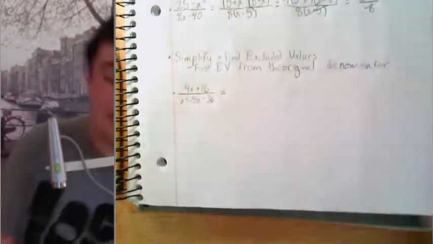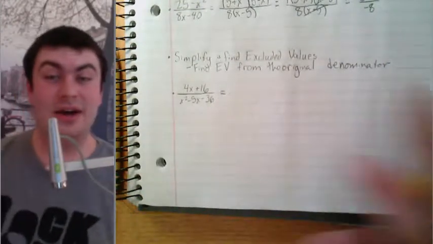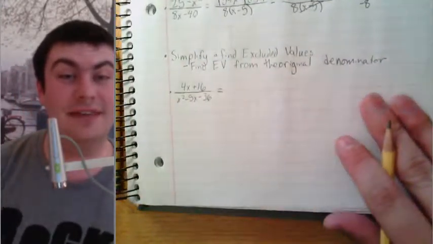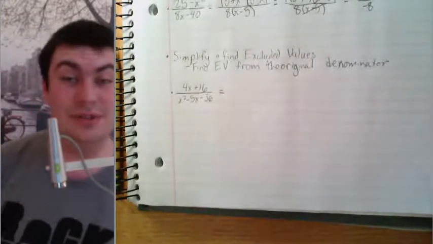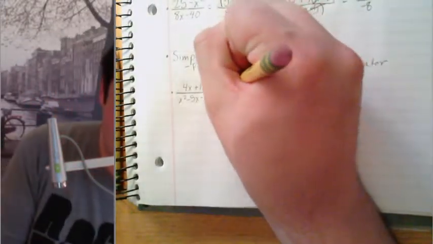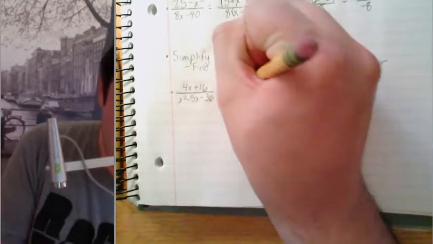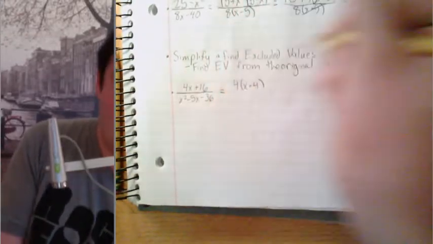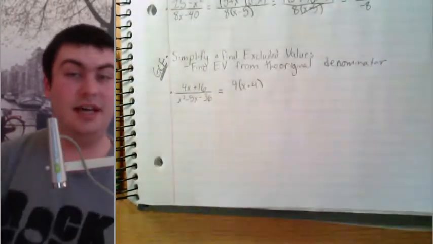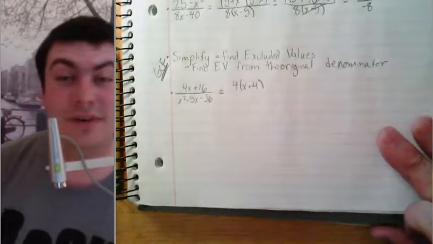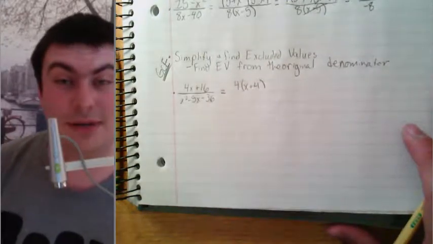So, when we have 4x plus 16 over x squared minus 5x minus 36, let's factor the numerator because we're going to simplify. So we'll have 4 times the group x plus 4. Always, always, always remember a GCF. 4 times the group x plus 4.